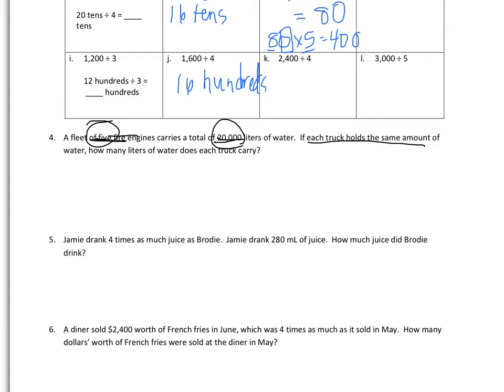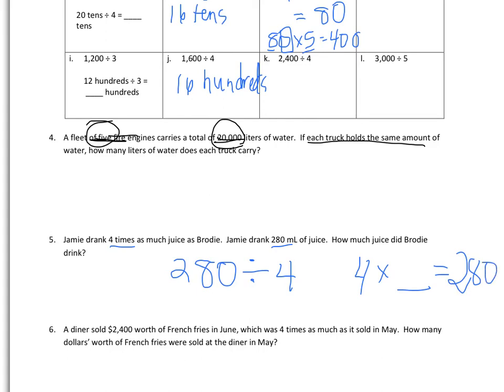On number 5, it's actually not a multiplication problem. It seems that way because we see the number 4 times as much as Brody, but we know that she drank more than him, so it's actually going to be a division problem. So if Jamie drank 280 milliliters, and that was 4 times as much, we can think of it like this problem, or 4 times what gave us Jamie's number. Either will work for your student to solve those.